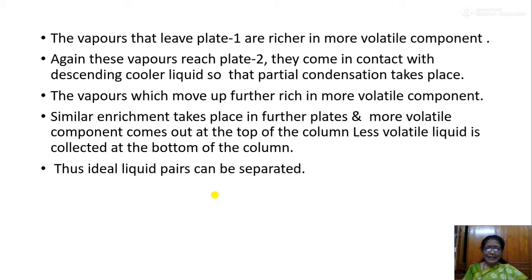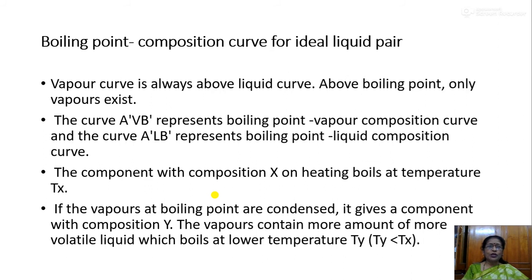That means an ideal liquid pair is a liquid phase of component A and component B which, when mixed together, can also be separated by fractional distillation by the above said process. Now, what is the boiling point composition curve for an ideal liquid pair? This is the TC curve. We can call it the capital T dash C curve.